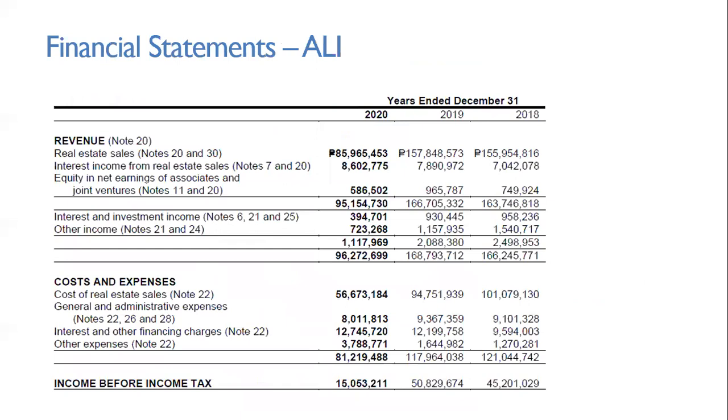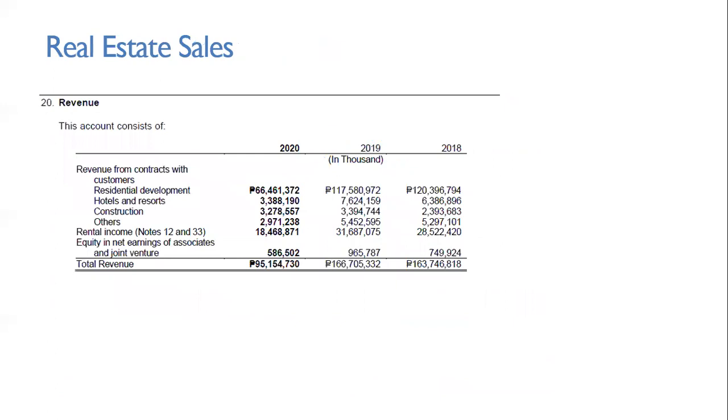Next, if you look at the income statement of Ali, hindi very different, right? I mean, it's still just like a usual P&L. So probably we just need to understand real estate sales. If you look at real estate sales, it is from revenue from contracts with customers, hotels, resort, construction. And these revenues are accounted for using the percentage of completion method.